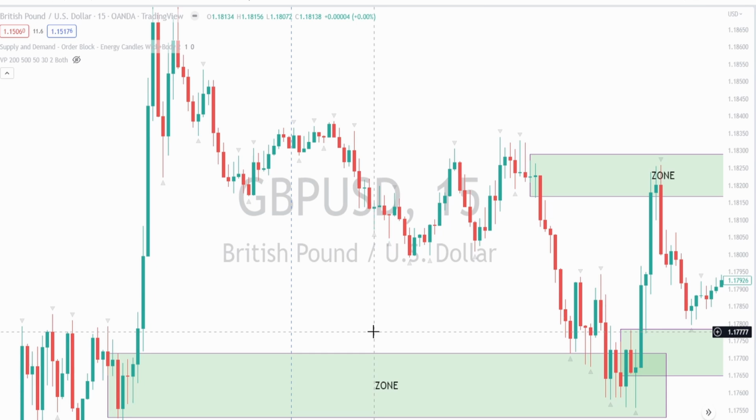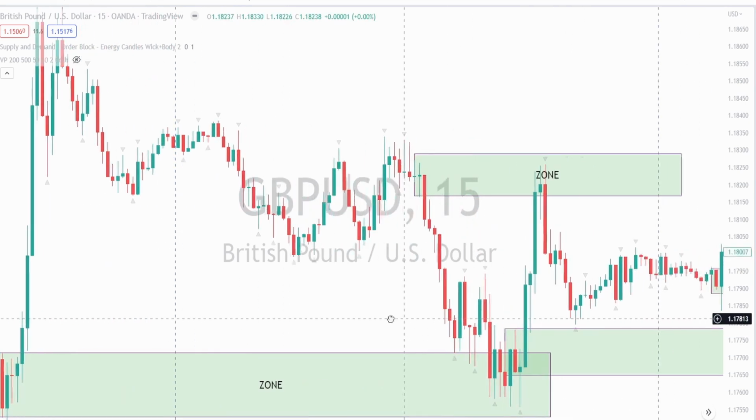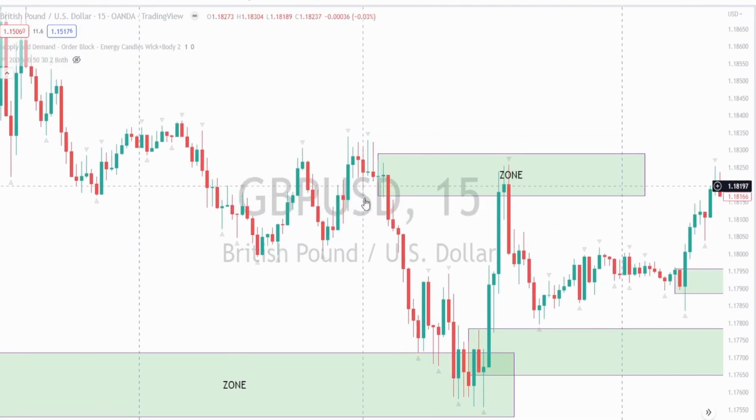When you're looking at this, you can see that we had our area marked off, this area of demand, price left, reaching an area of supply, coming back down into the area of demand. Again, price coming up into another area of interest here. So it came in and changed direction.